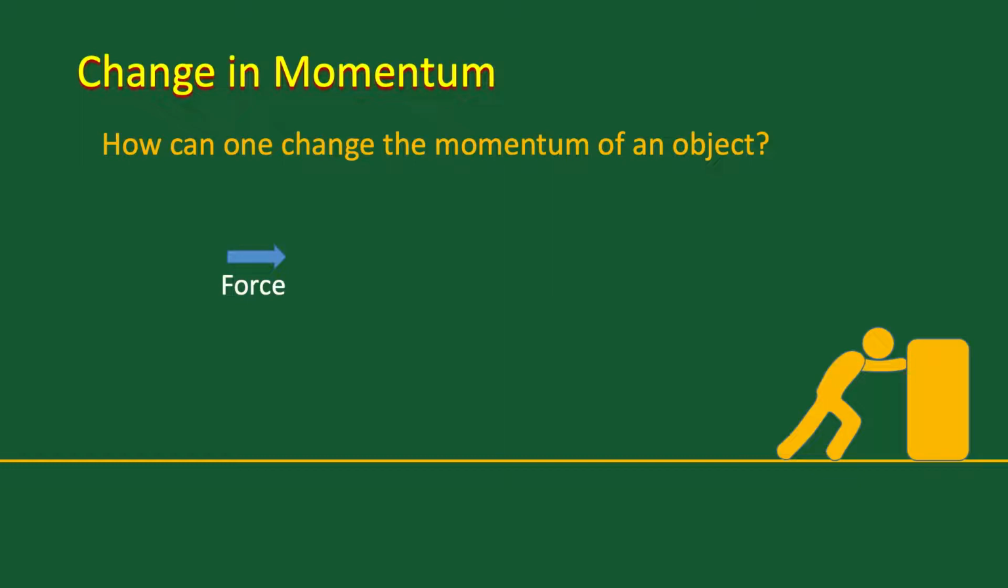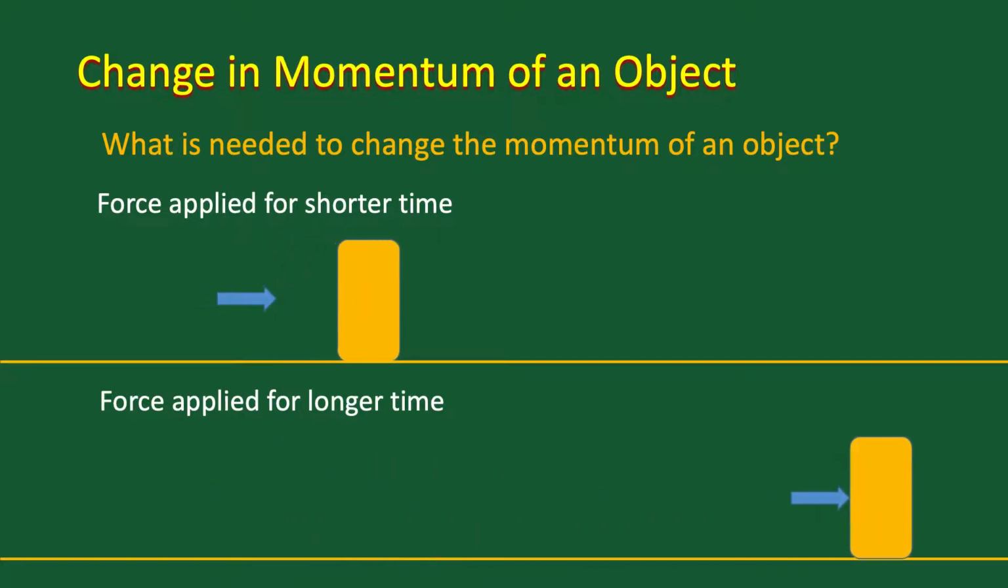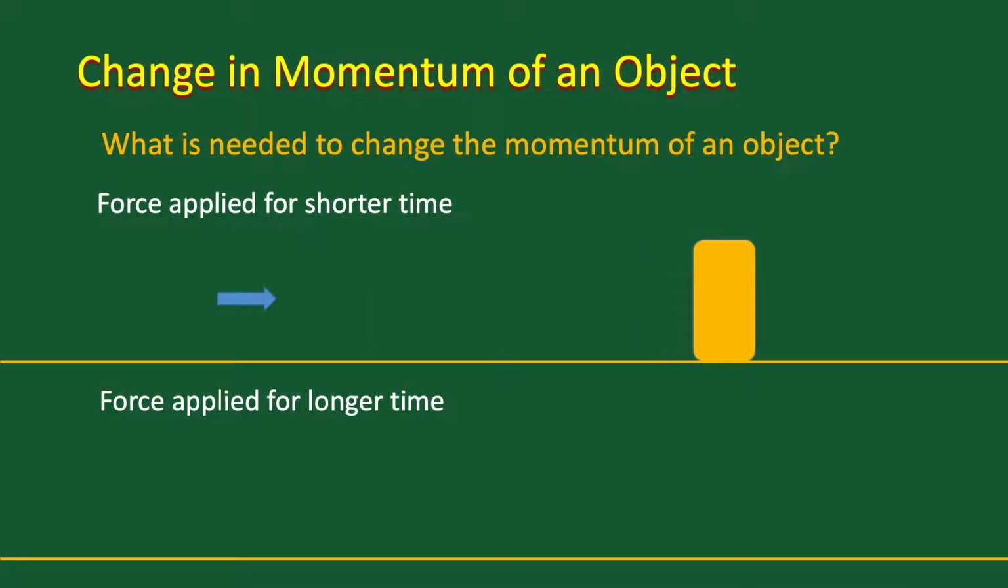Now, it's not only the force that affects how you change the momentum. So let's see an example. We have two cases. We'll be applying the same amount of force, but in the first case we'll be applying force for a shorter time, and in the second case we'll be applying force for a longer time. We'll see which one will have greater change in momentum. So we see that in the second case, where we apply the force for a longer time, there is greater change in momentum compared to the one in which we applied force for a shorter time.